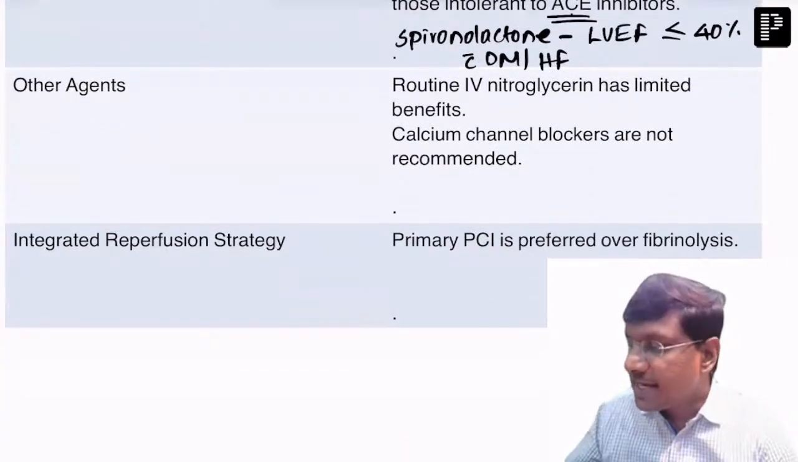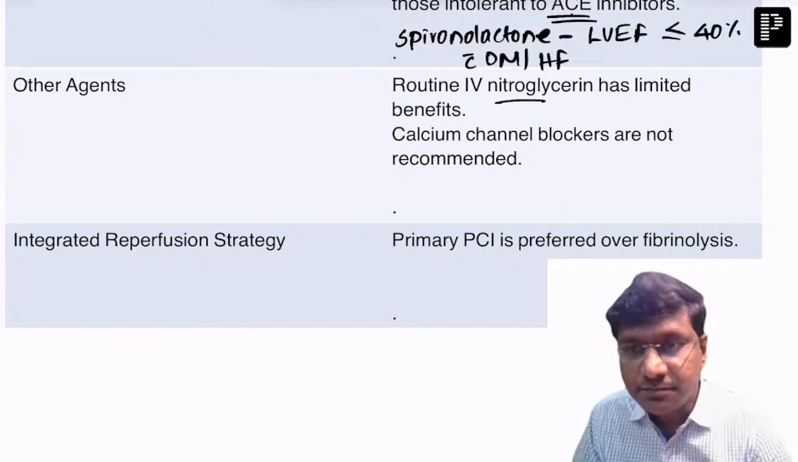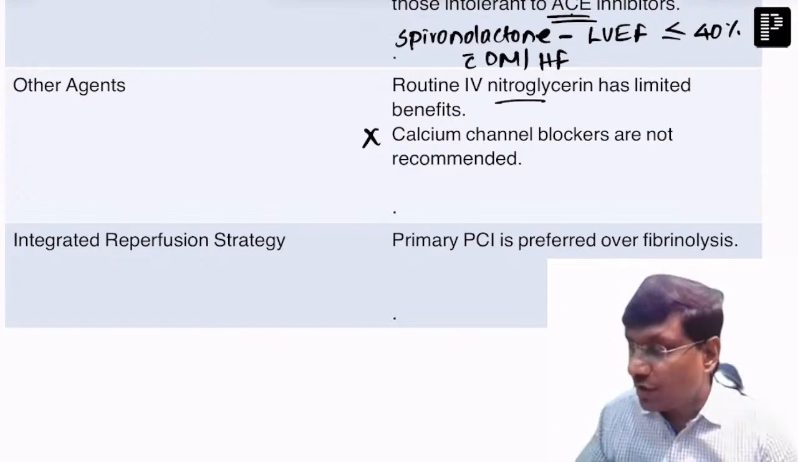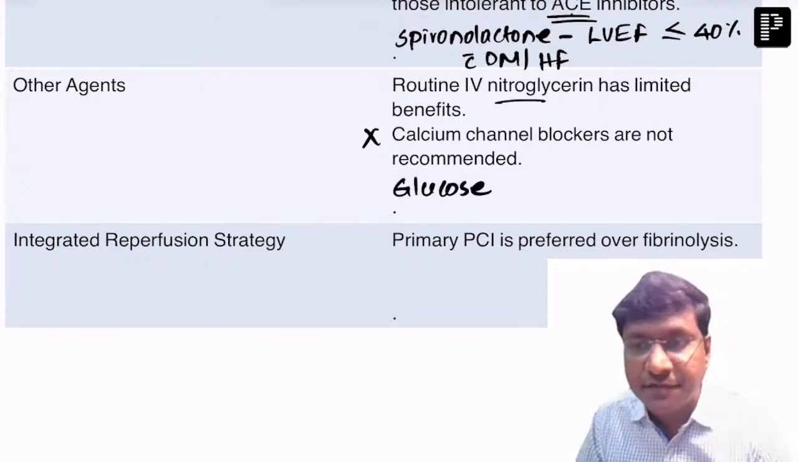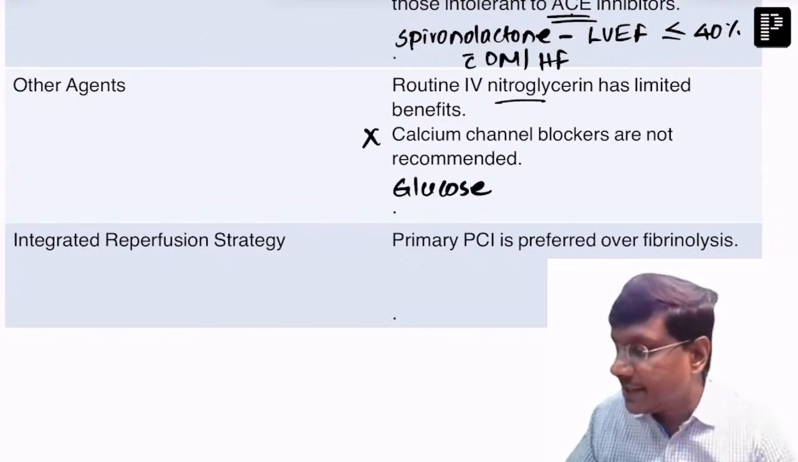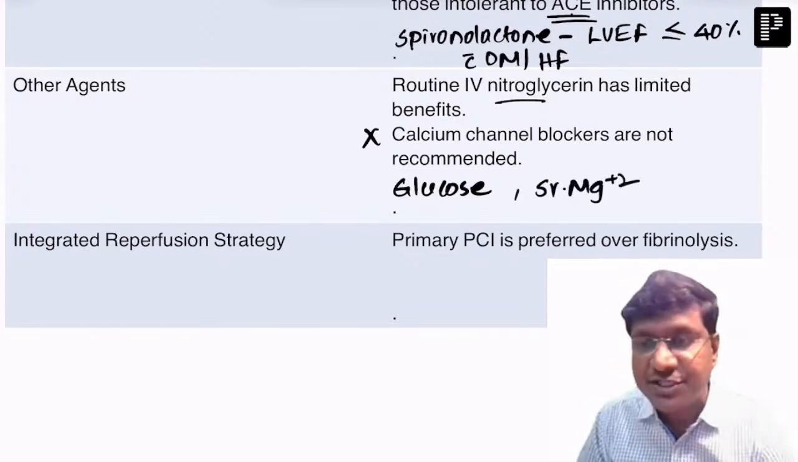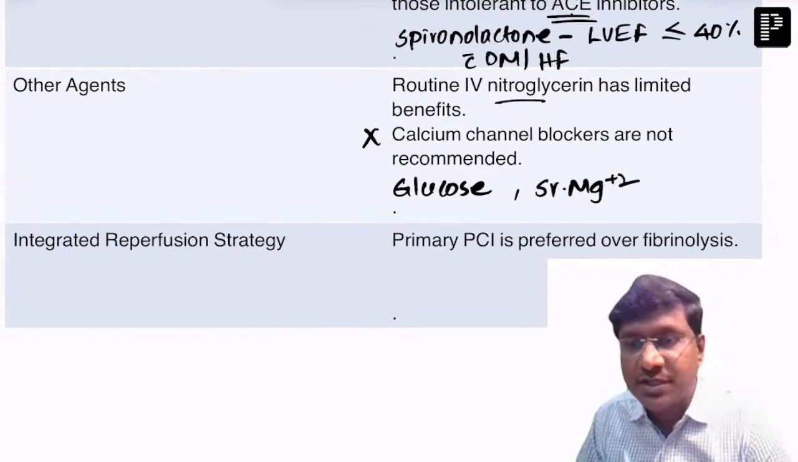That is IV nitroglycerin, that is mainly for controlling the pain, right? And calcium channel blockers, very, very important in case of STEMI, they are not recommended. And what is very, very important is the strict glucose control with the help of the insulin, right? And next is you need to maintain the adequate levels of serum magnesium that will reduce the mortality.